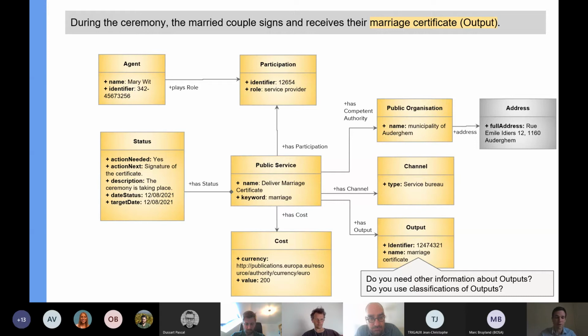If you have different ones, and depending on that, we can take a decision whether we recommend a code list or not for this type. Okay. Okay. Good.